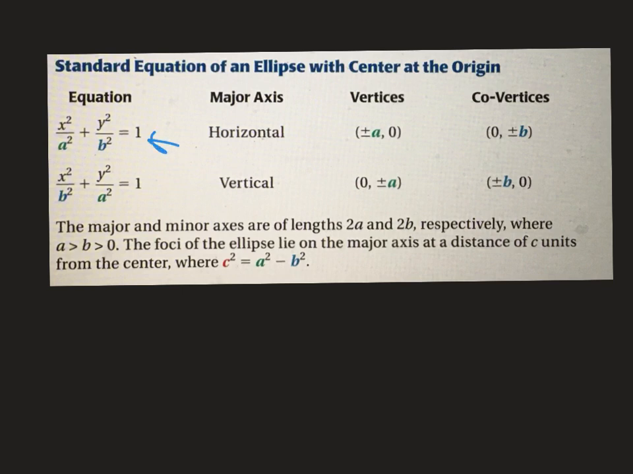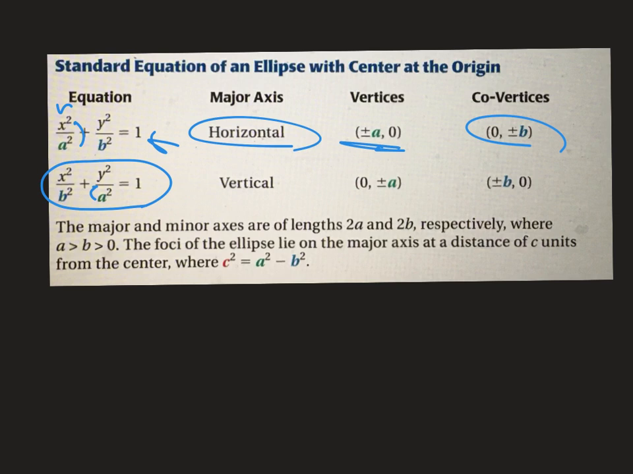All right, standard equation. Here it is right here. The a squared is underneath the x, which means the x, the horizontal, is the major axis. The vertices are plus or minus a, and the co-vertices are plus or minus b. In the second one, the a squared is underneath the y, which means the vertical y-axis is the major axis, which means your vertices are 0 plus or minus a, and co-vertices are plus or minus b.